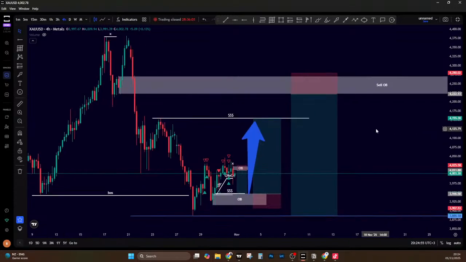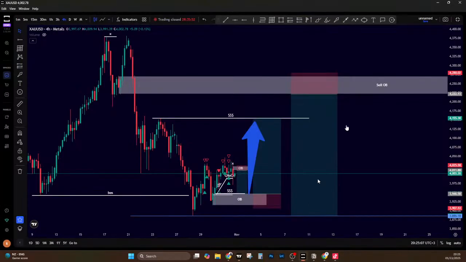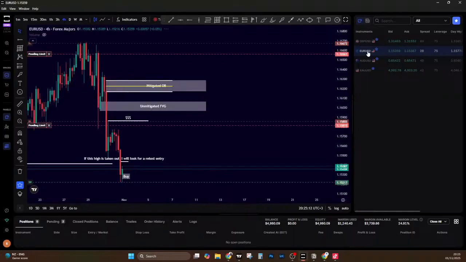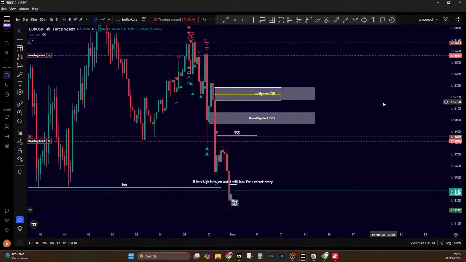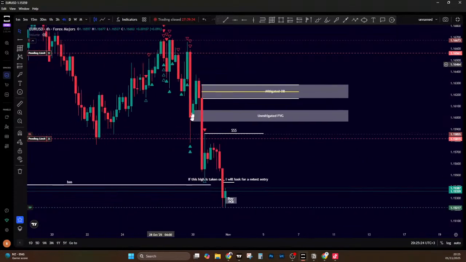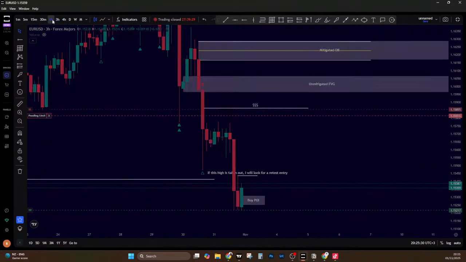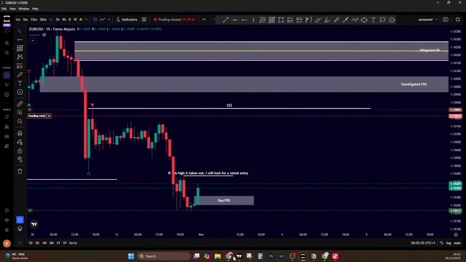Okay, so our analysis is working both in gold and in the dollar index. And if you go to EURUSD, the same thing, because the dollar index mostly affects gold and this one. So this is EU, and we had analyzed this. This is what we said in EU. Now look at this, the exact thing.